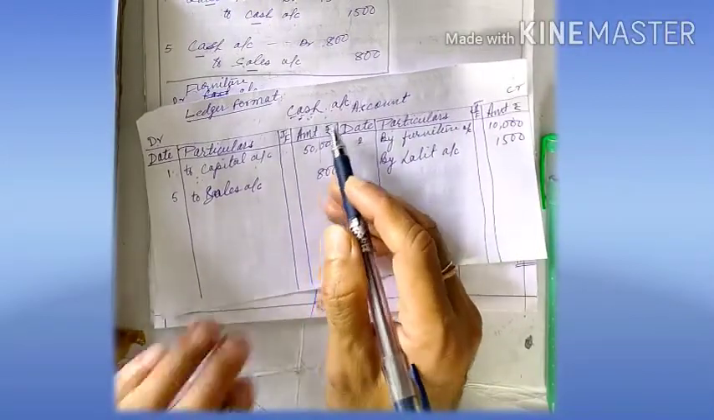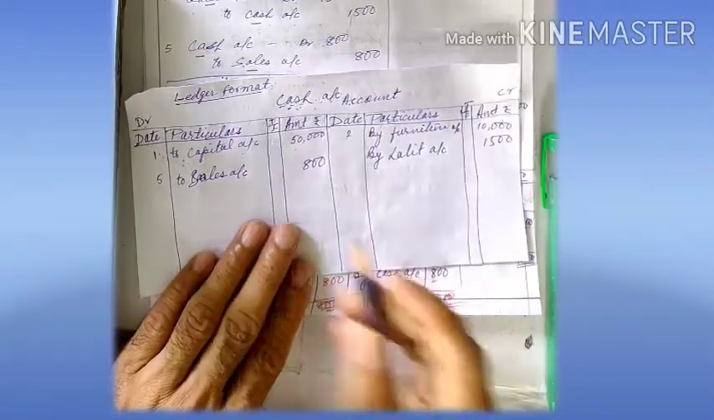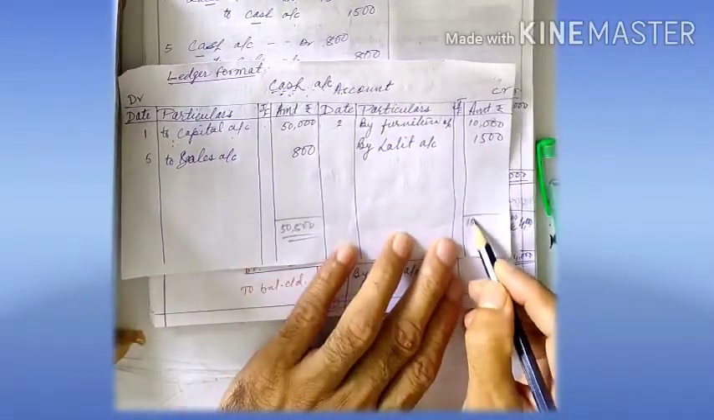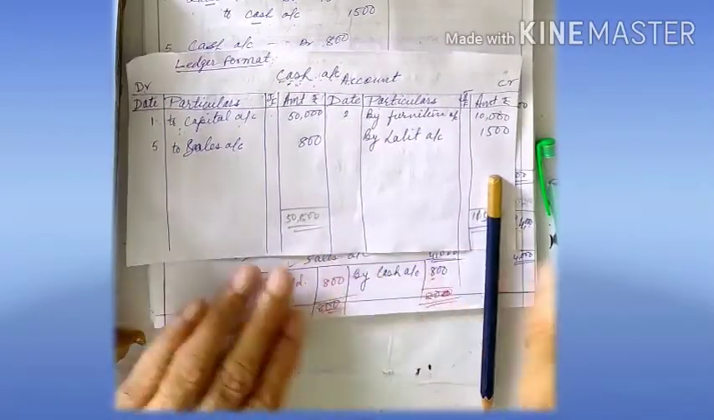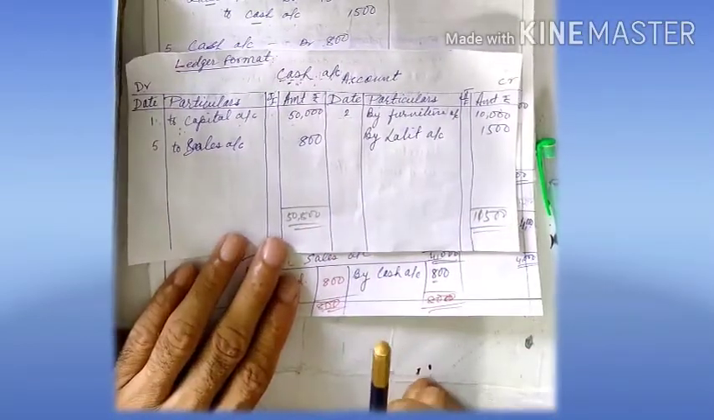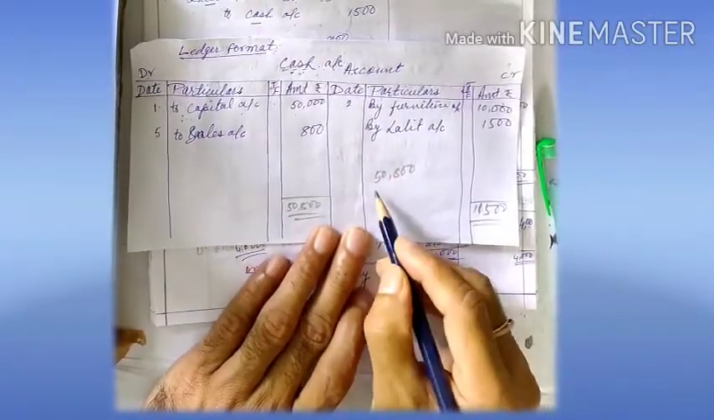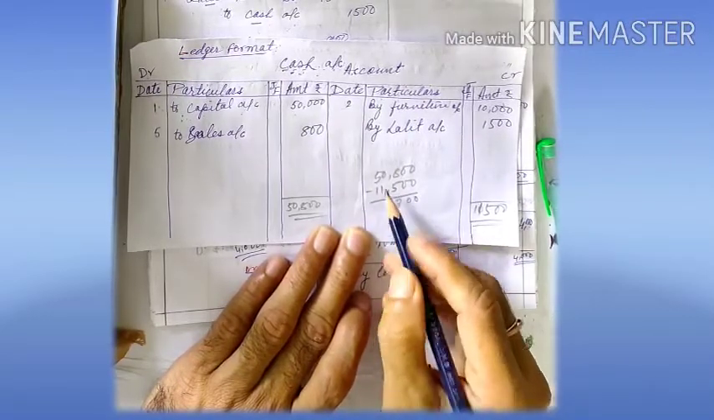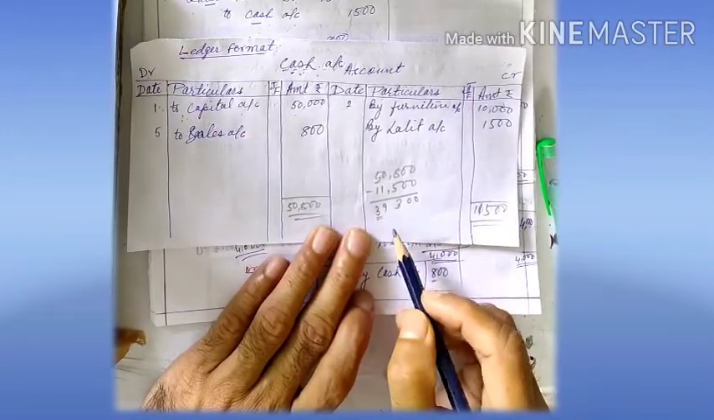Now finally, let's take the cash account. Now what is the total of the cash account on the debit side? It is 50,800 here, and here it is 11,500. That means they are not balanced. The total is not same. So there is a difference. Let's see what is the difference. 50,800 minus 11,500. So there is a difference of 39,300.